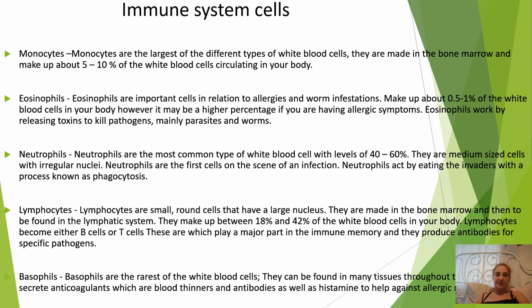Immune system cells. Monocytes. Monocytes are the largest of the different types of white blood cells within the body. They are made up in the bone marrow and take up about 5 to 10% of the white blood cells that are circulating around your body.